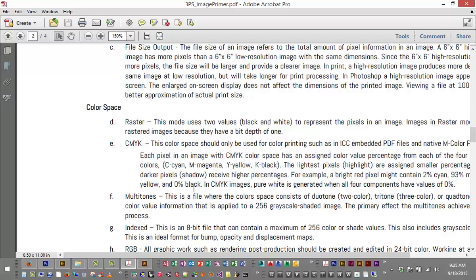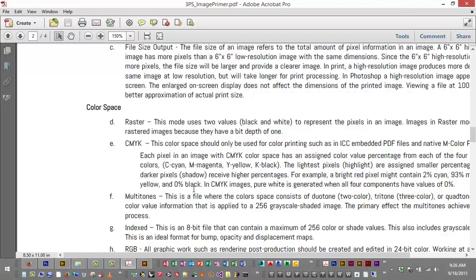So what do we think CMYK means? Yes, absolutely right. Cyan, magenta, yellow, black. K is black. What do we think RGB stands for? Red, blue, and green. Now, one is used in a digital space, and the other is used in a print space. So what do we think the print one is?